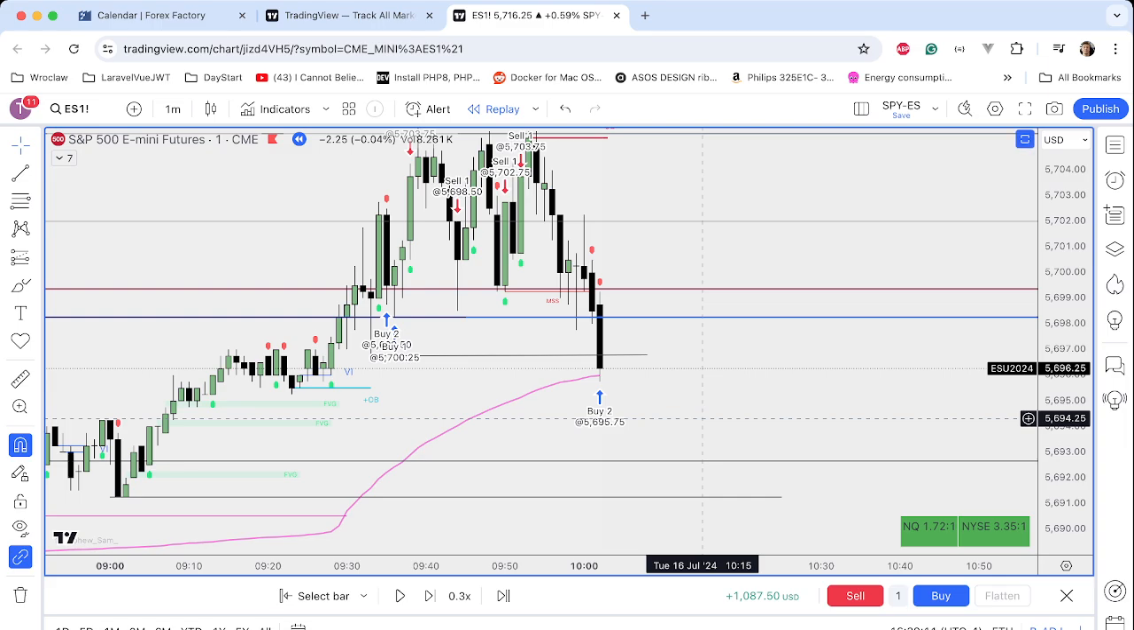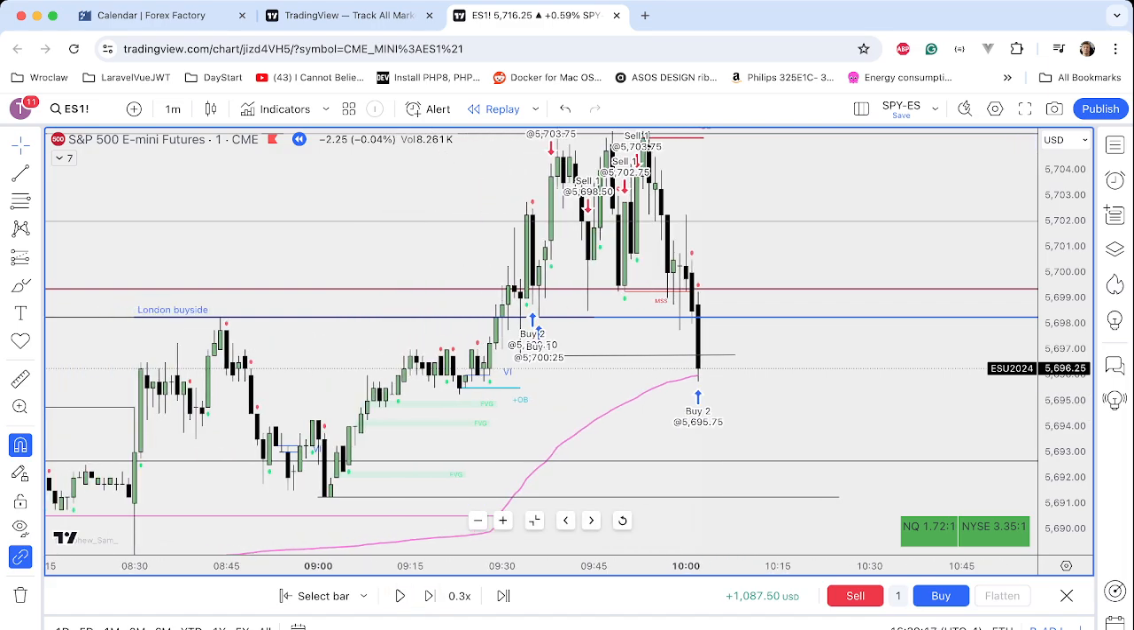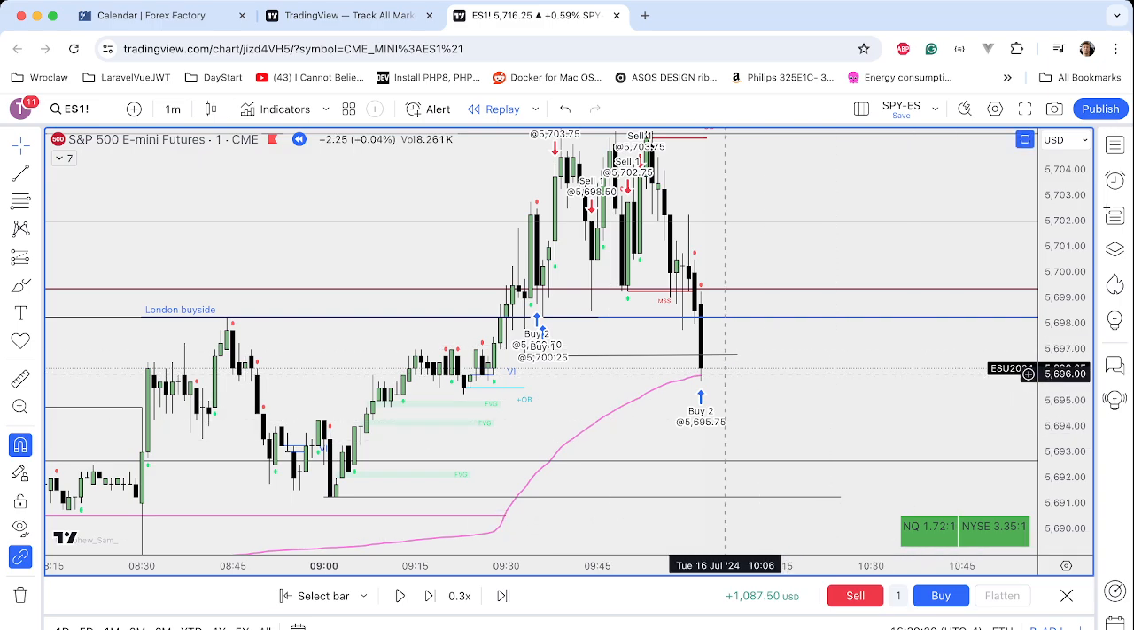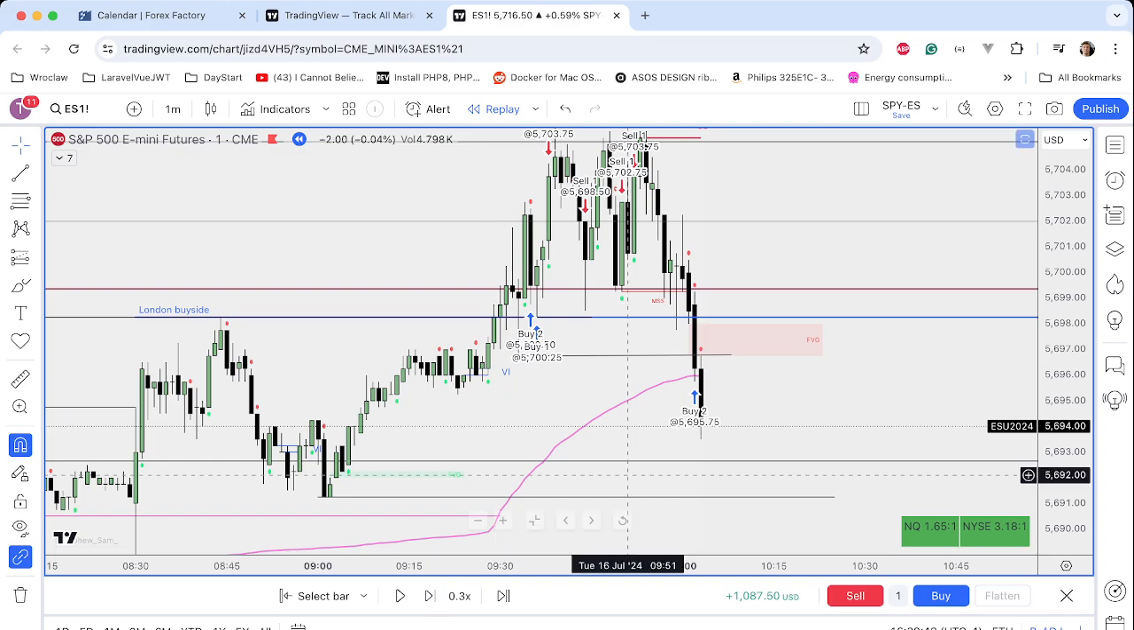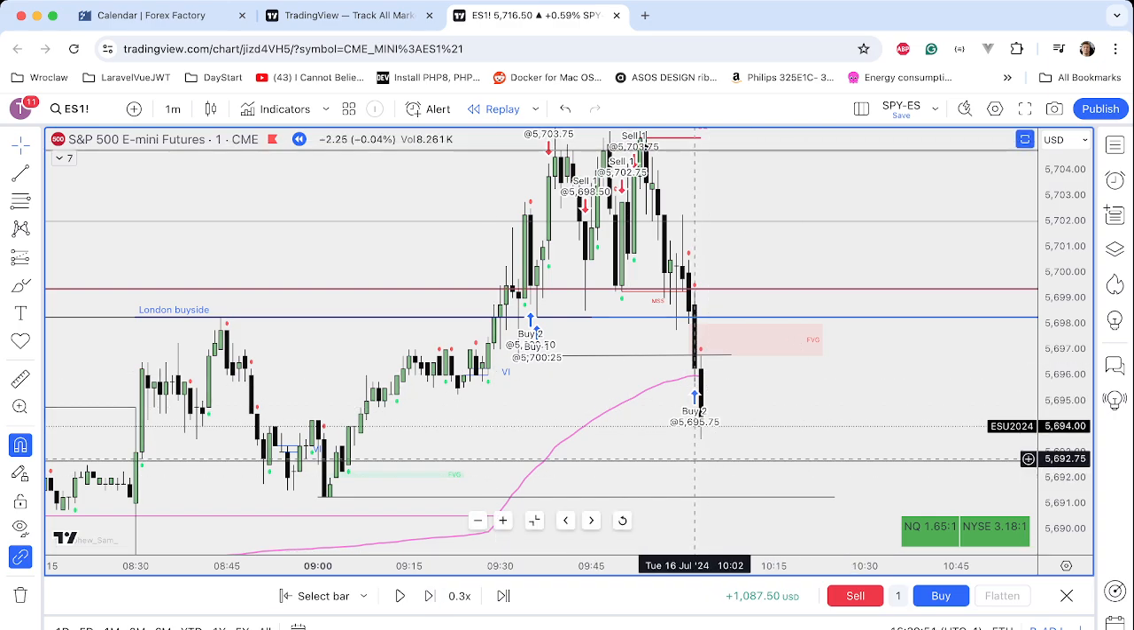At this point I would assume we should make a little bit of a pullback. Technically speaking, this level has been taken, the 15-minute candle has been taken, and the half hour candle has been taken. Let's see, what's the next candle? Ooh, continuation.